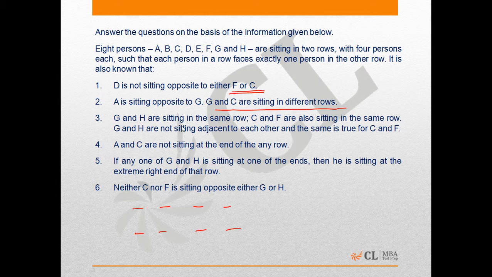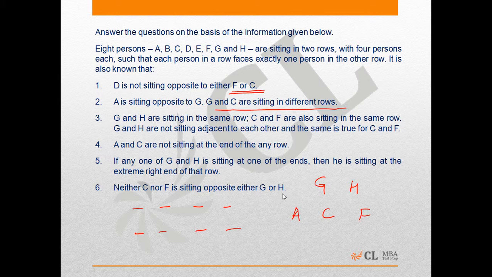In the next statement, it is given that G and H are sitting in the same row. C and F are also sitting in the same row. If we use the last part of second statement, G and C are sitting in different rows, which means C and F will sit in the row opposite to G and H. And we also know that A sits in the row which is opposite to the row in which G is sitting, so A, C, F are sitting in the same row.